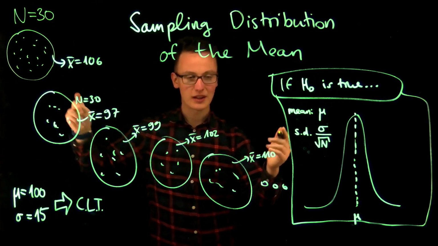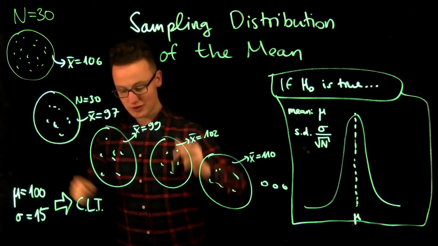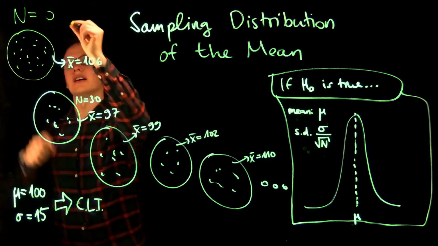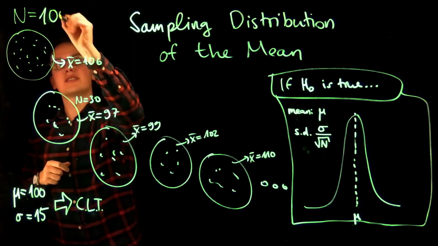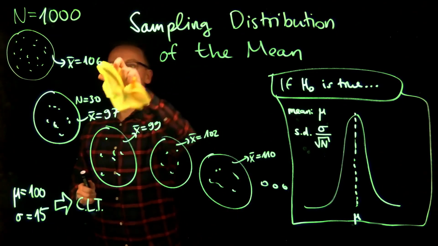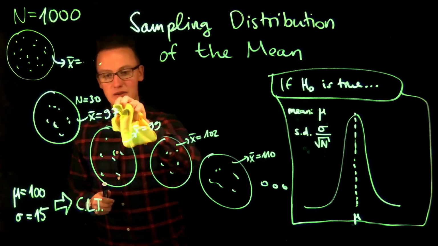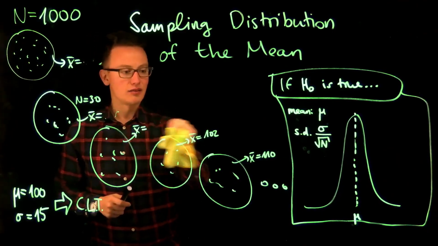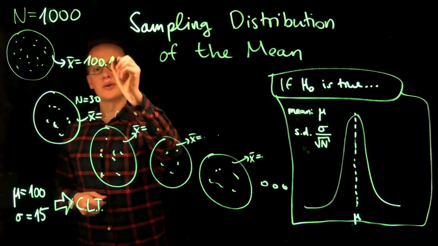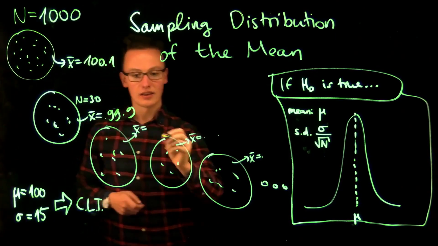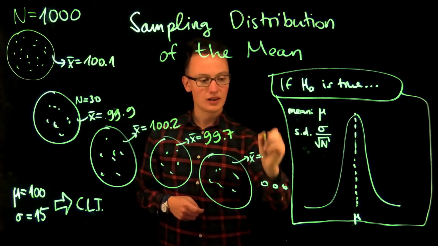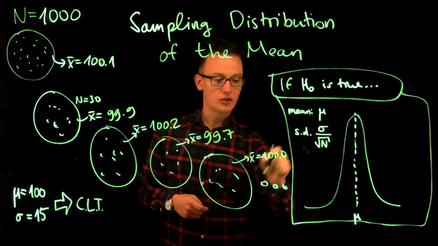And it kind of makes sense, right? If I pick very large samples, for example, if I had picked not sample size 30, but let's do something crazy like 1,000. Each time I pick 1,000, you can imagine that these mean values will be much more accurate estimates of the actual population mean. So these will vary much less and maybe will be something like 100.1, 99.9, 100.2, 99.7. So these will be very close to the real population mean.